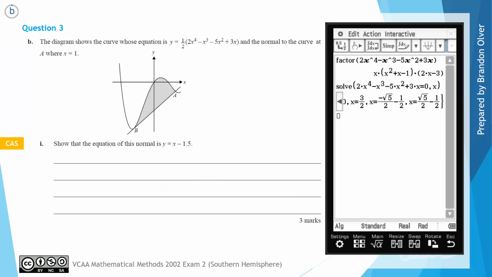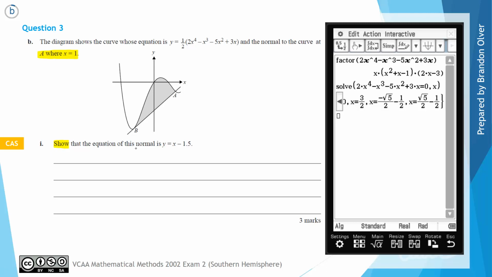For part B, the diagram below shows the curve whose equation is y equals a half times 2x to the power of 4 minus x cubed minus 5x squared plus 3x. The normal to the curve at A, where x equals 1, is shown. For part 1 of part B, we're asked to show that the equation of the normal is y equals x subtract 1.5. When we're asked to show something, we've got to pretend that we don't know the answer and go and find it.